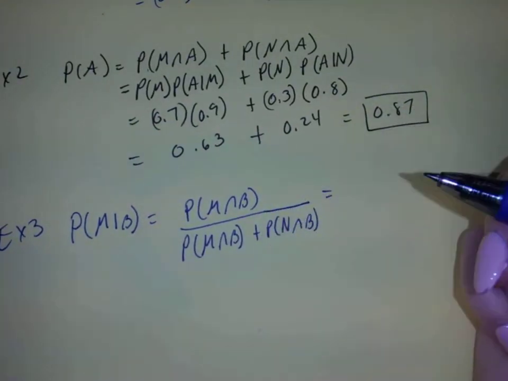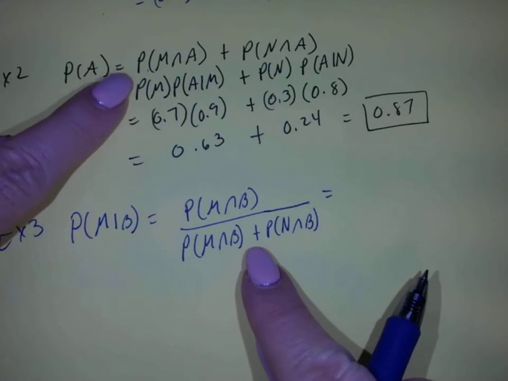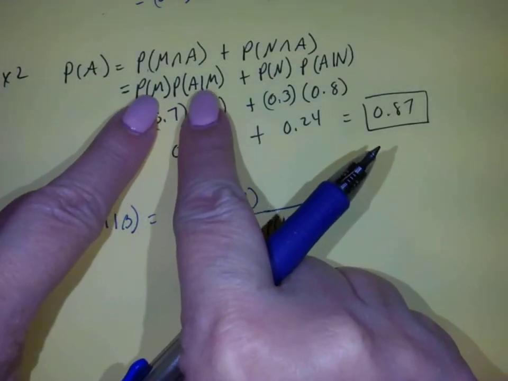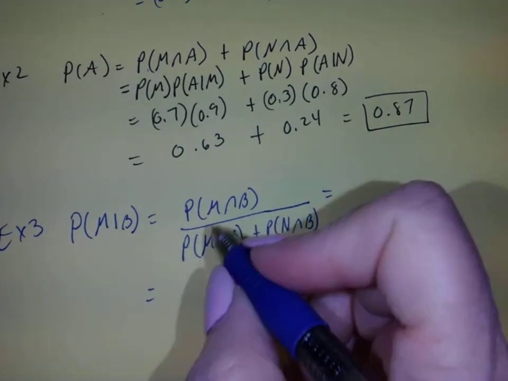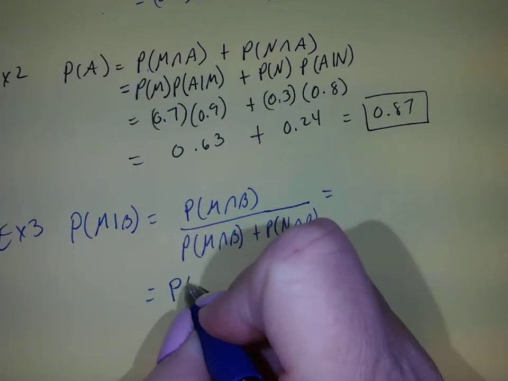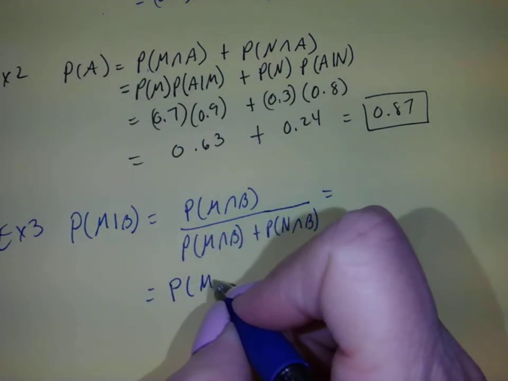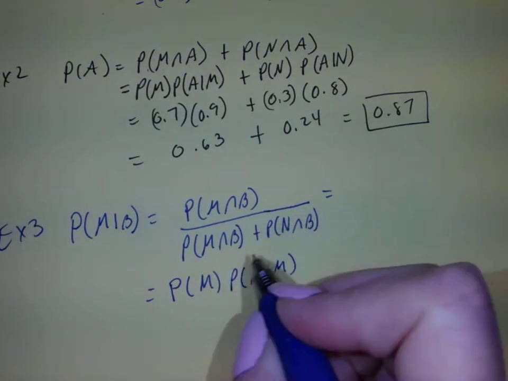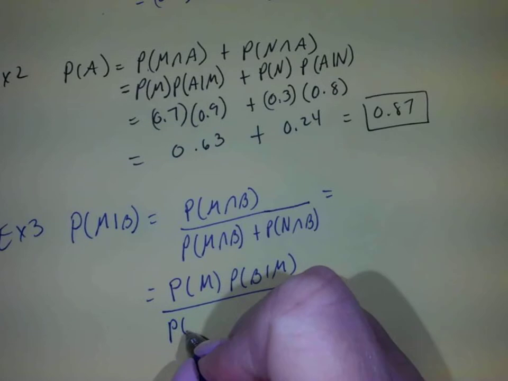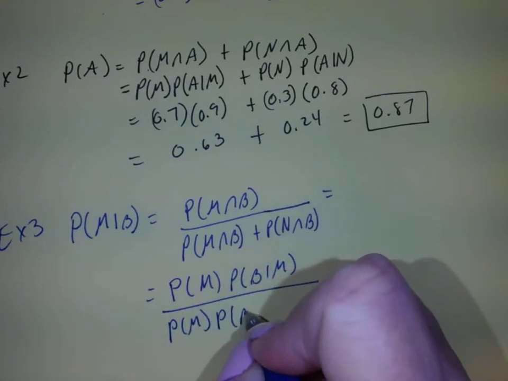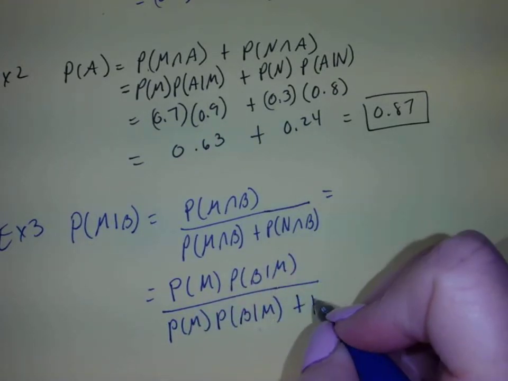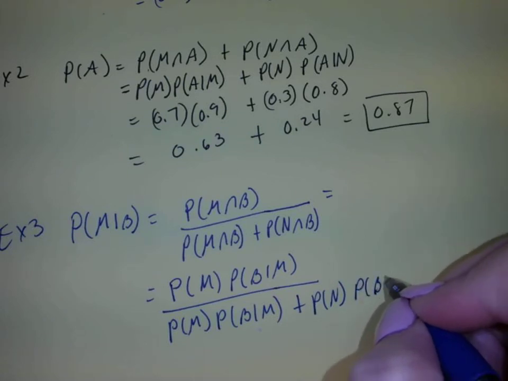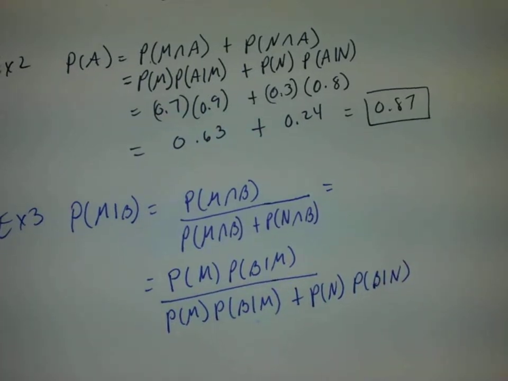So just like before, those probabilities of the intersections become the multiplication of those two probabilities. I'm going to go ahead and write this below. So the probability of M times the probability of B, given that M occurred, divided by the probability of M times the probability of B, given that M occurred, plus the probability of N times the probability of B, given that N occurred.